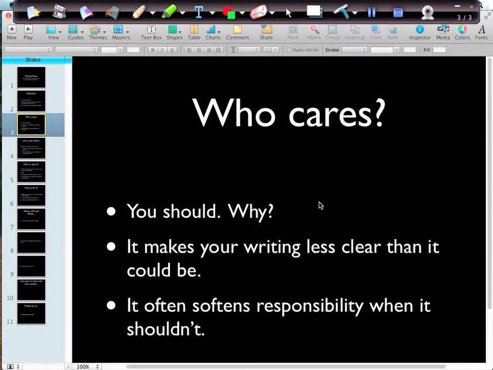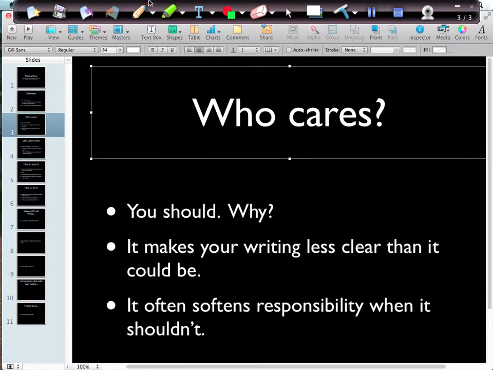Okay, so why does it matter? Like, so what? I use passive voice. It doesn't matter. It actually does. It strengthens your writing when you can cut out passive voice. It makes your writing much more clear and much more strong. And when you use passive voice, sometimes it's unintentionally softening responsibility when you really shouldn't. I'm going to give you an example of each one.